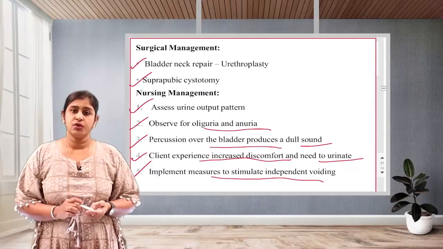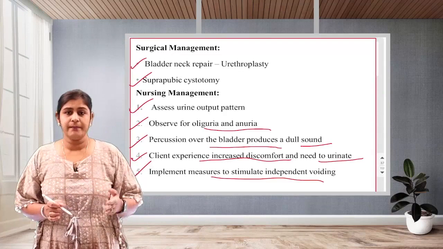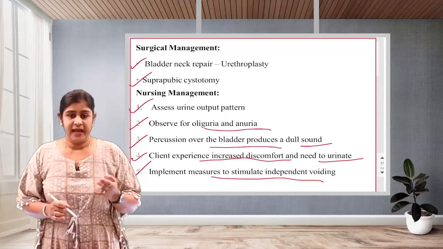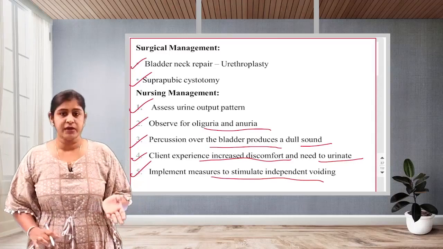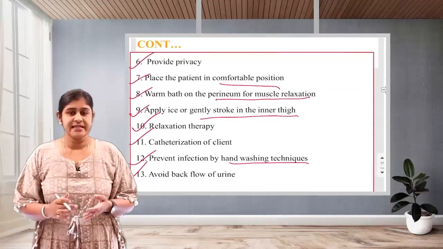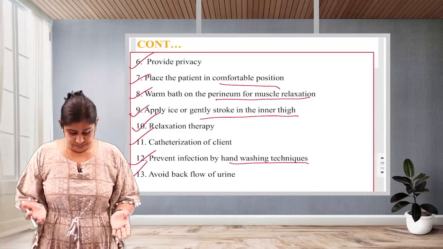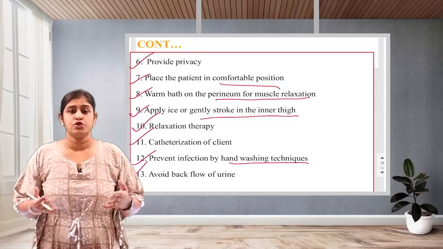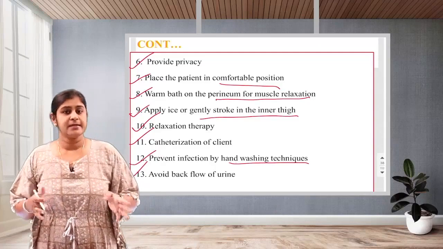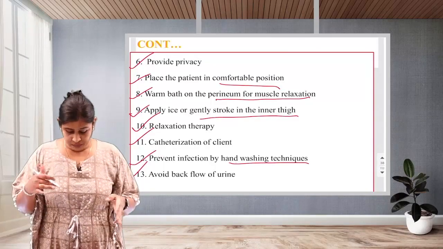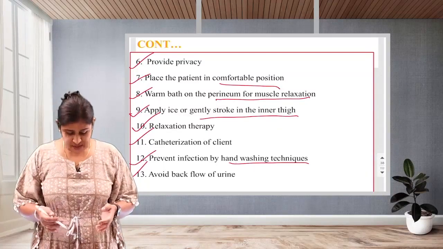First is assess the urine output pattern. Observe for oliguria and anuria. Percussion of the bladder produces a dull sound. Client experiences discomfort and need to urinate. Implement measures for independent voiding. 6th is provide privacy. 7th is you have to place the patient in a comfortable position. 8th is a warm bath should be provided on the perineum for muscle relaxation. 9th is apply ice, or you can gently stroke the inner thigh. 10th is relaxation therapy can be provided.